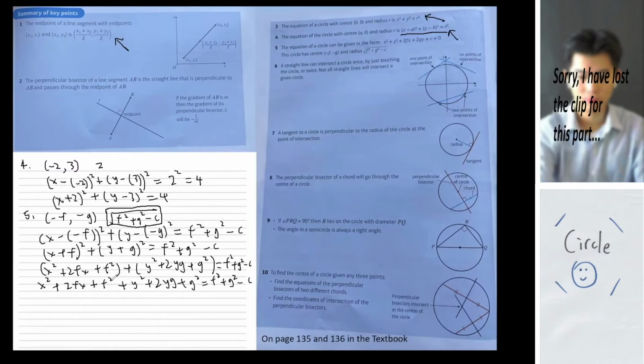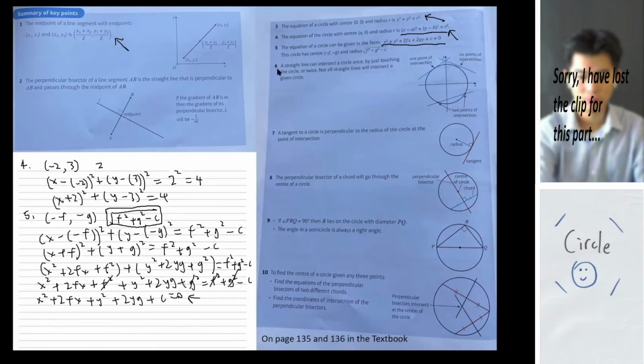We can actually cancel out the f squared on both sides and the g squared on both sides as well. Then just move this value, minus c, to the left. Then it will be x squared plus 2fx plus y squared plus 2gy plus c equals 0. And this one here is in the form of the equation we had, which is the same.